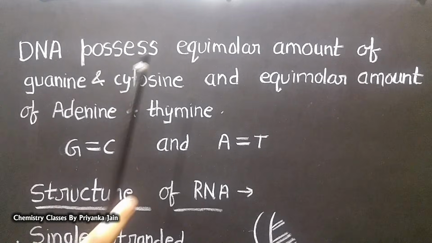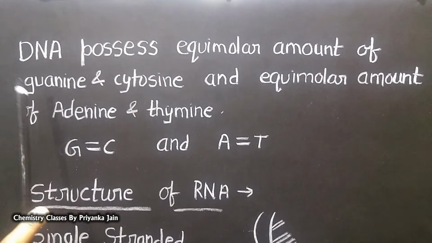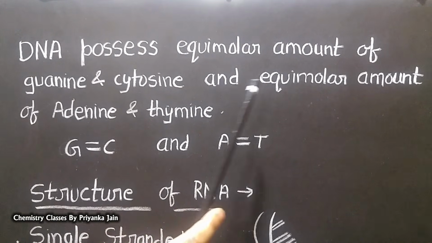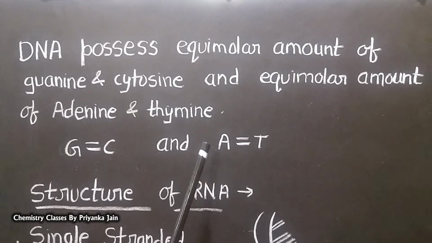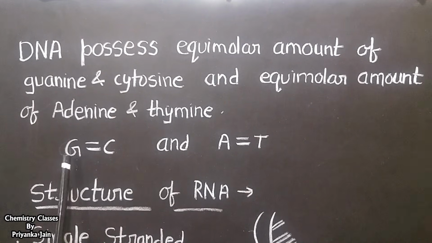DNA possesses equimolar amounts of guanine and cytosine and equimolar amounts of adenine and thymine. It means the amount of guanine is equal to that of cytosine, while the amount of adenine is equal to that of thymine. Why? Because there is a special type of bonding, that is hydrogen bonding, between guanine and cytosine and between adenine and thymine, and this further proves that the DNA possesses a double helical structure.